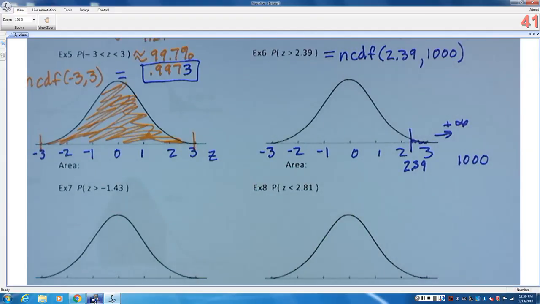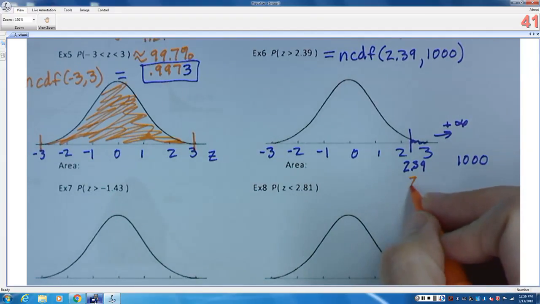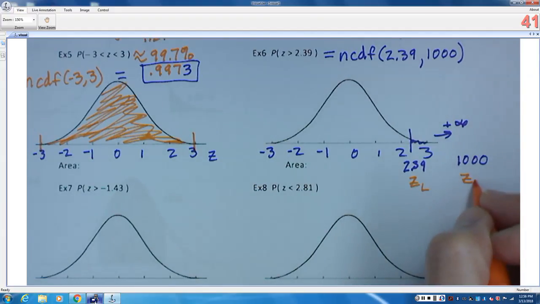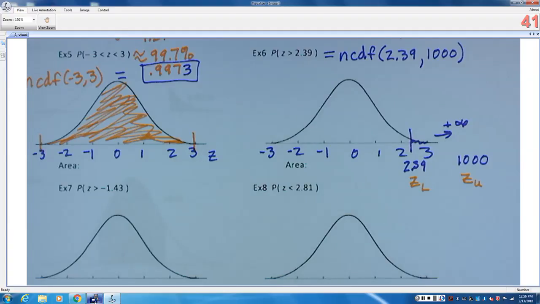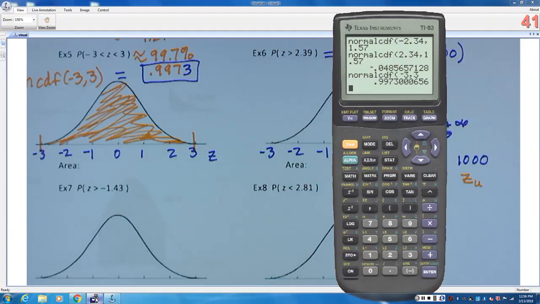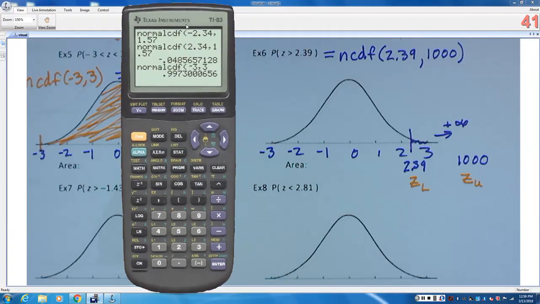This is our lower value of Z. This is our upper value of Z. Second distribution, normal CDF, 2.39, comma, 1,000. And you get 0.0084.